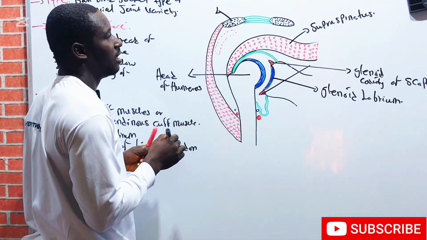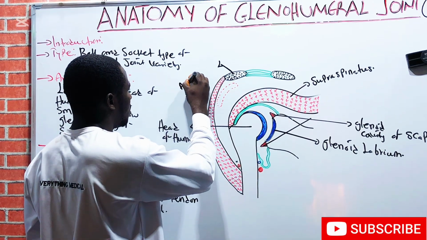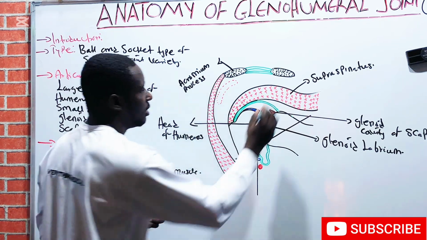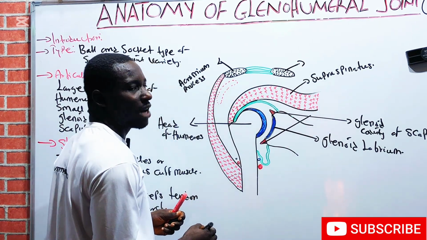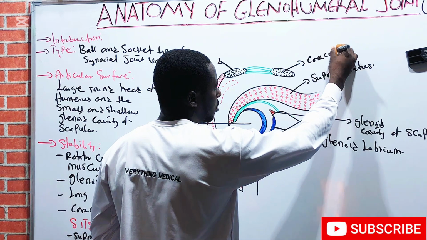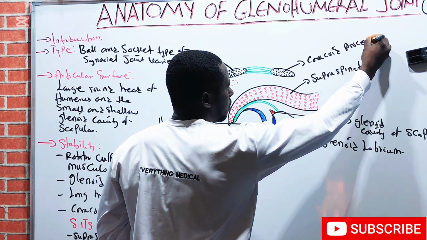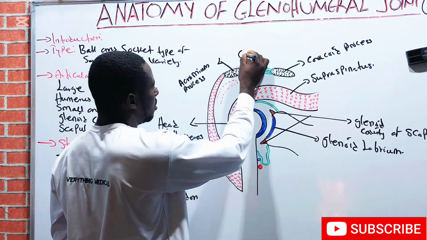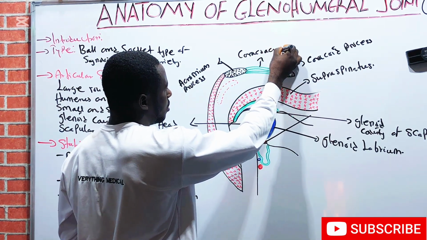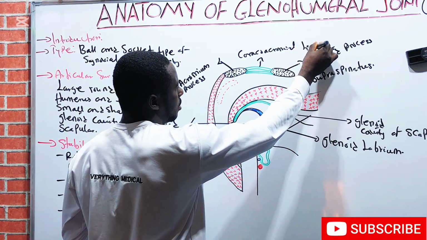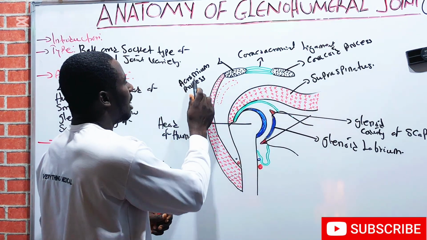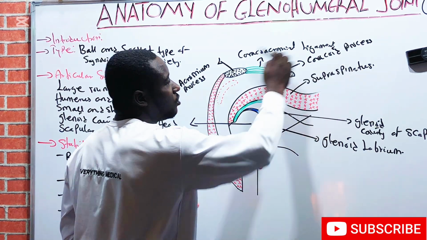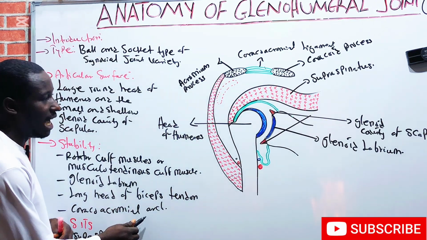So here is the acromion process of the scapula. This forms the coracoid process, and this forms the coracoacromial ligament. So the acromion process, the coracoacromial ligament in the center, and the coracoid process all together form the coracoacromial arch. What does it do?